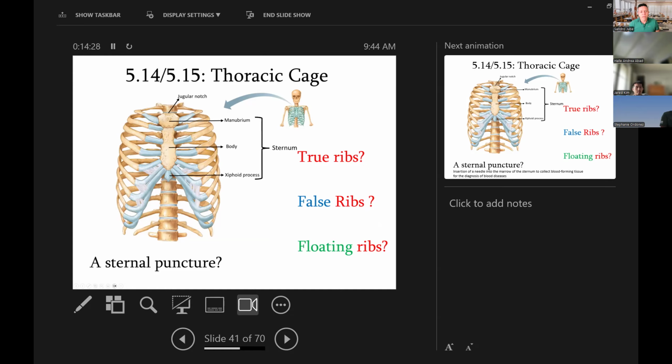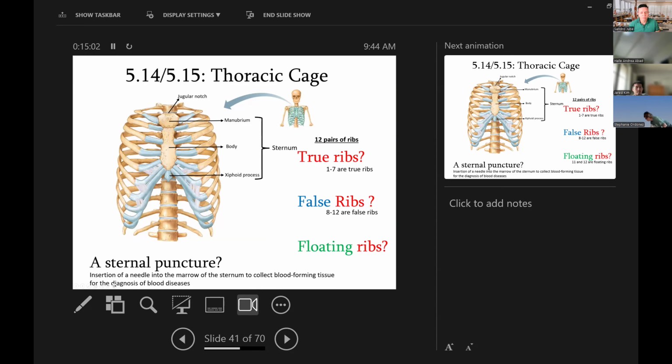The first few ribs right here, let's count them: 1, 2, 3, 4, 5, 6, 7. They are called the true ribs. And the reason for that is because they are directly attached to the sternum. As we can see right here, there's a little piece of cartilage called the costal cartilage, which will attach the rib to the sternum. The false ribs, these ones are not attached directly to the sternum.